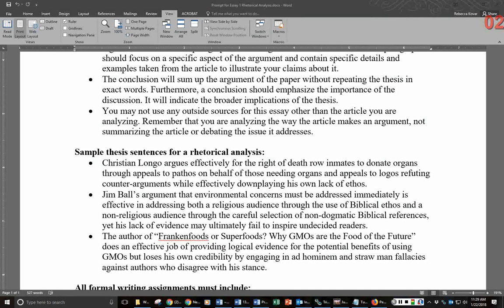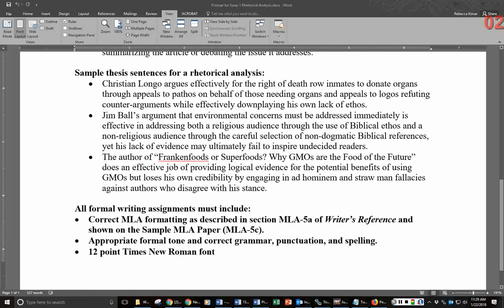For this essay, you're not going to use any sources other than the article you're looking at. You'll use the concepts that you learned in class. So what kind of argument might you be making? Let's say you were looking at Christian Longo's discussion. You might argue that he is effective as he argues for the right of death row inmates to donate organs because he uses good appeals to pathos and to logos. But the fact that he downplays ethos is good because he doesn't actually have much, being that he actually is a murderer. So that might be your thesis about that argument.